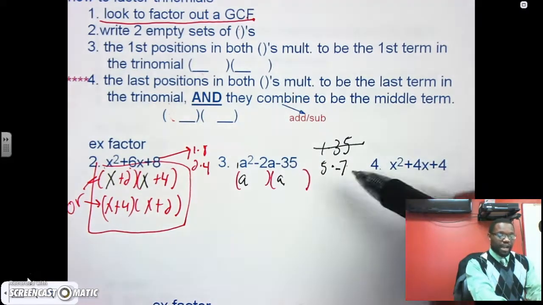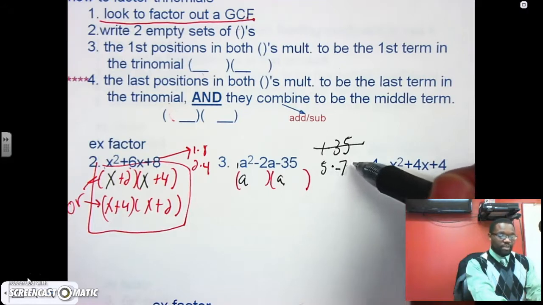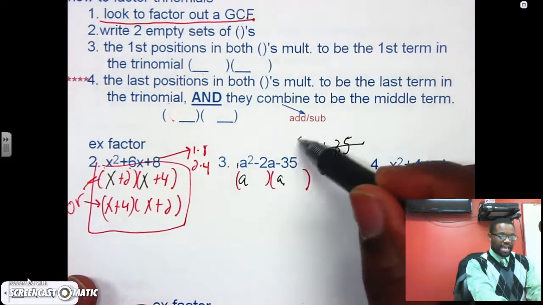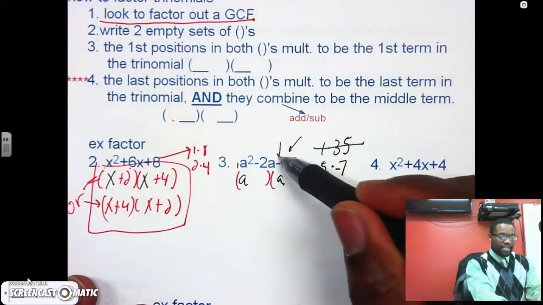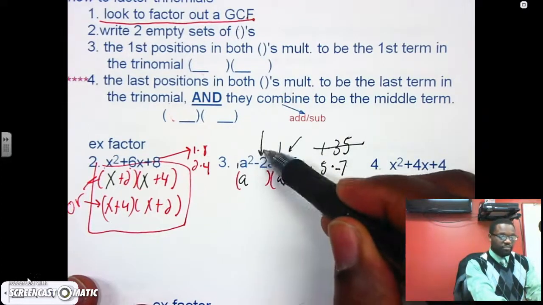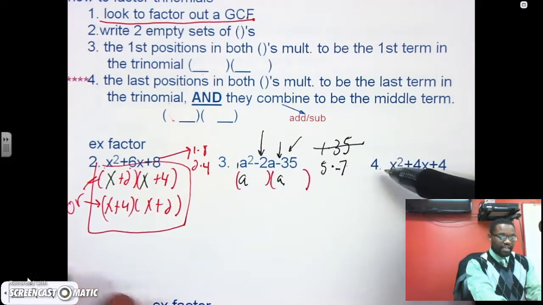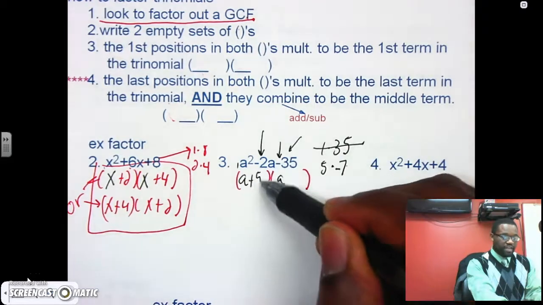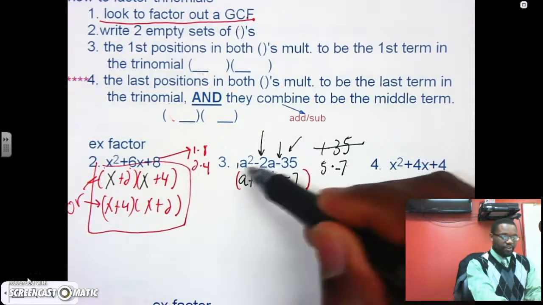Notice, guys, that you have to pick 2 numbers that meet both of those standards. What standards? Well, they have to multiply to give you the last term, including the sign, and add or subtract to give you the second or the middle term, including the sign. You can't pick numbers that only do one. So once you find them, that's a positive 5 and a minus 7. Again, it doesn't matter the order.